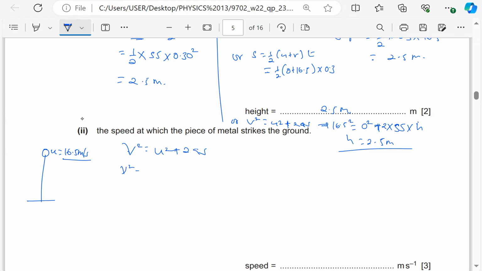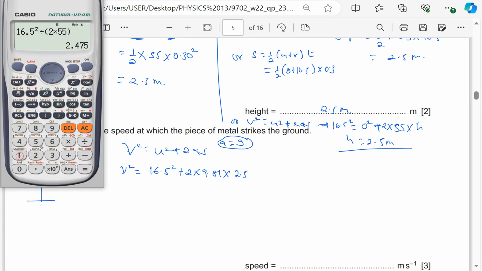So I'll simply say v squared is equal to 16.5 squared plus, because now it has separated from the rocket, its acceleration is going to simply be acceleration due to gravity, no longer 55 meters per second squared, because it will only be moving under the influence of gravity. So it is going to fall downwards. So it is going to be 16.5 squared plus 2 times 9.81 times the height it will fall through, which is 2.5 meters.